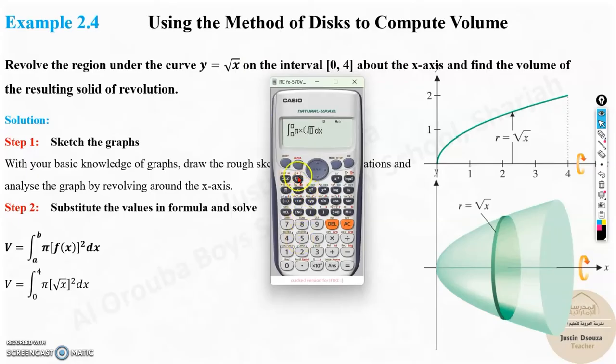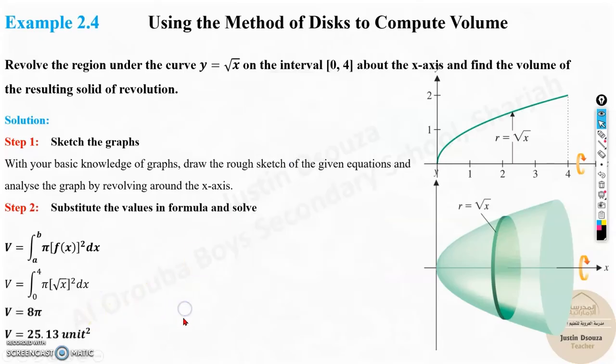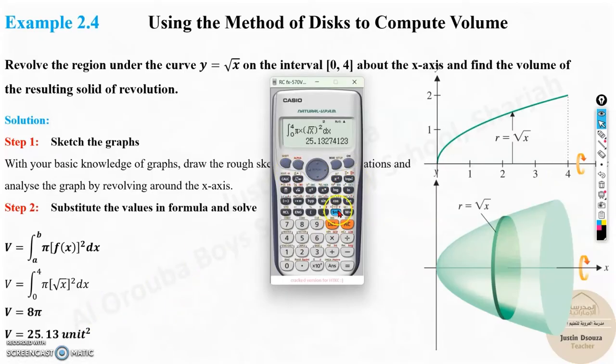It is square root alpha x. Close the brackets and square it up over here. It's from 0 to 4 and you'll get the answer 8 pi. So that is the answer, or you can even just press this and get the units.